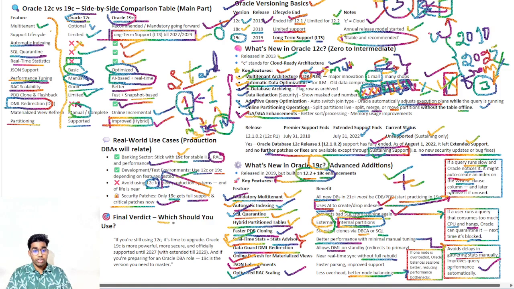Next, which should you use, 12c or 19c? If you are still using 12c, it's time to upgrade. Oracle 19c is more powerful, more secure, and officially supported until 2027-29. So if you are preparing for an Oracle DBA role, 19c is the best version. You can become a master Oracle DBA. Hope you all understood the difference between Oracle 12c and 19c and where we use them. If it is a legacy system that the client needs, or if Oracle support is not required, we can use 12c.